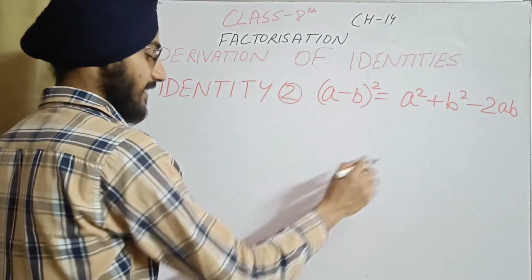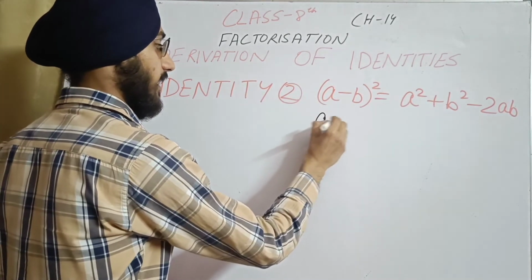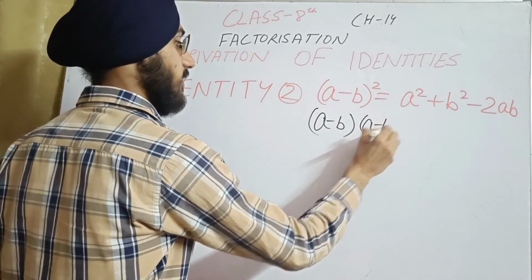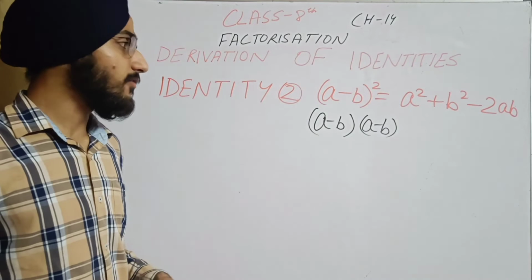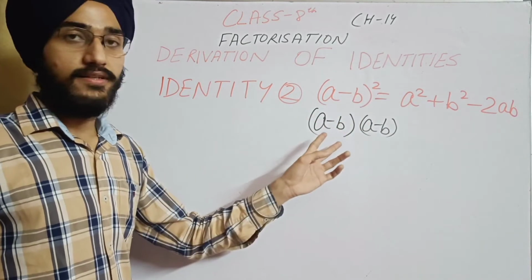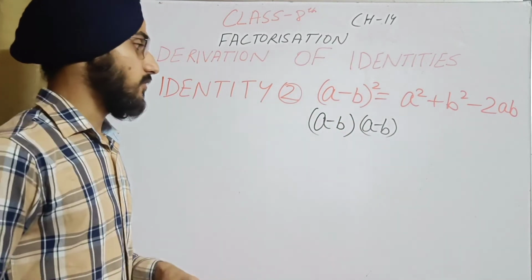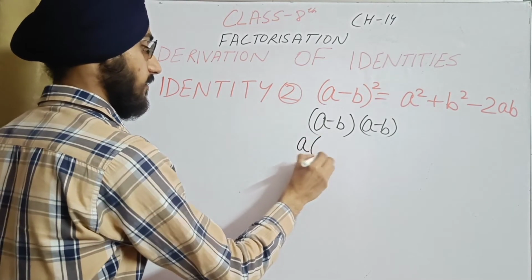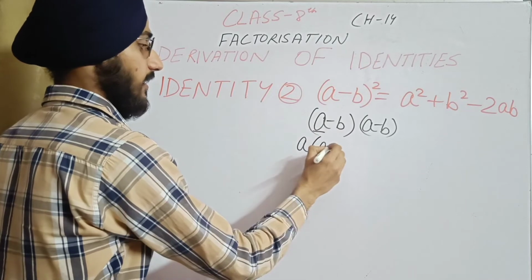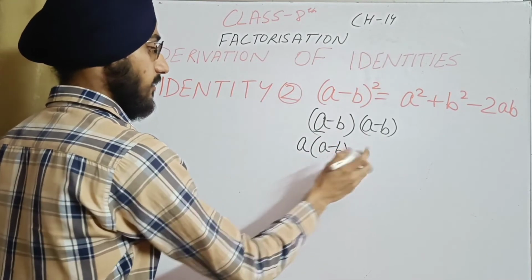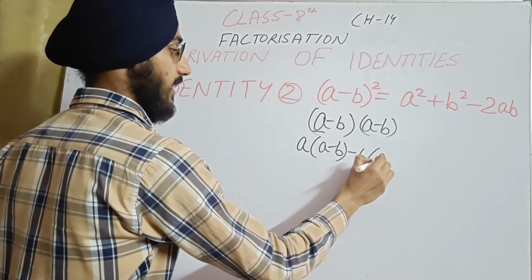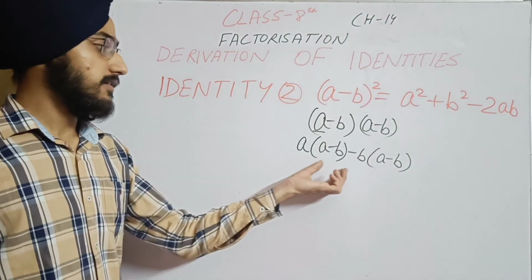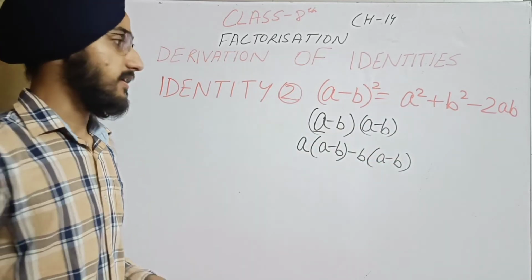So we can rewrite this as (a minus b) bracket close, (a minus b) bracket close. We know that power of 2 means we will write the term 2 times. So by the distribution law we will rewrite this as a (a minus b) minus b (a minus b). So we will multiply this and we will come up with the right hand side.